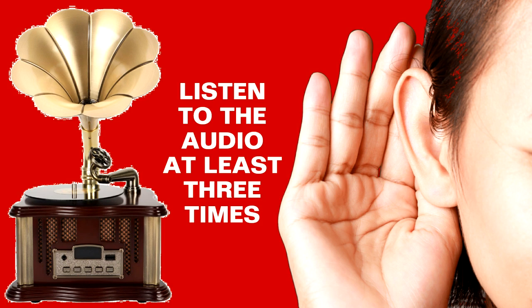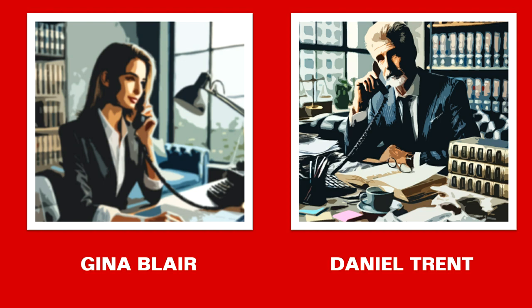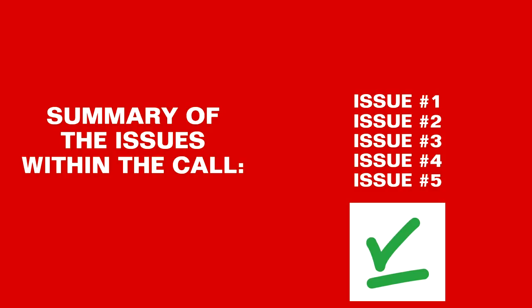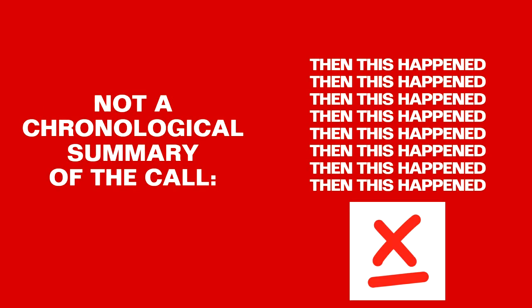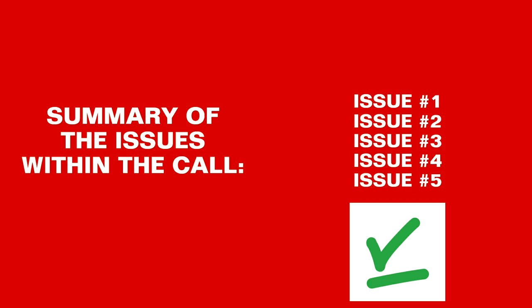The audio, as you know, is an audio of a phone call, a telephone negotiation between Gina Blair and Daniel Trent. And it's that call that you're listening to gather the information that's required for the attendance note. But the thing to remember is that the attendance note needs to be a summary of the issues within the call. It should not be a summary of the call or a chronological summary of the call. So what you're looking to do is summarise the issues of the call. So there's various issues and they need to be summarised in a logical format.